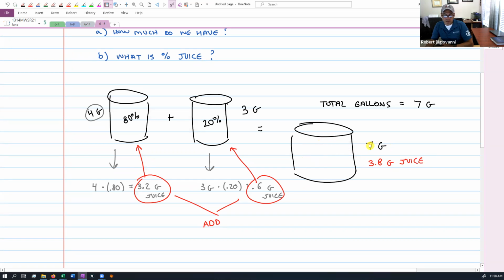Within this mixture of 7 gallons, 3.8 gallons of it is juice. So to find the percentage, I take the 3.8 and divide by the 7. And I get 0.5428, so I'm gonna say 0.543. Convert that to a percentage, 54.3%.